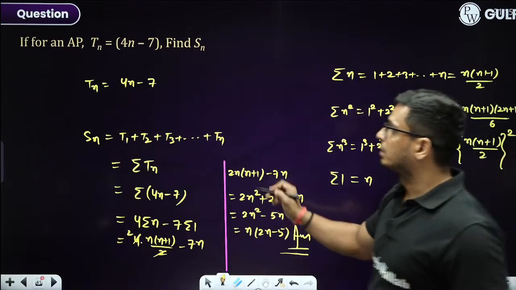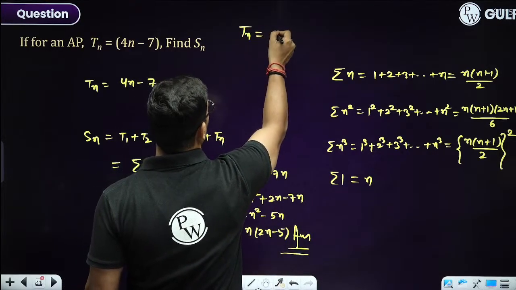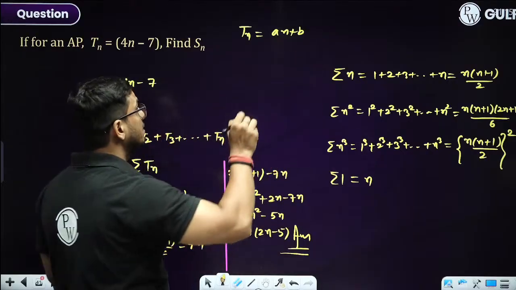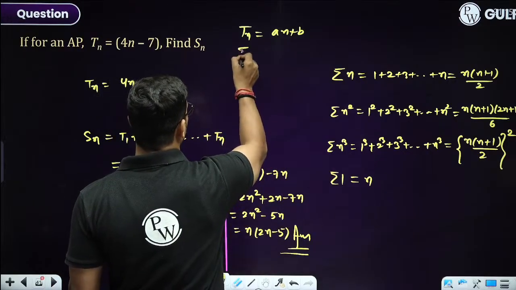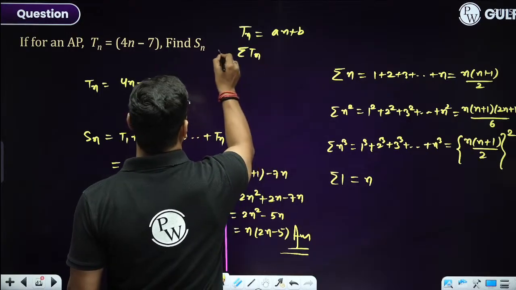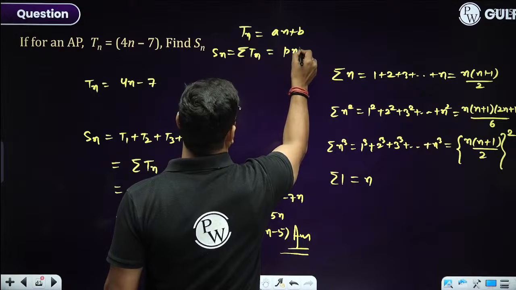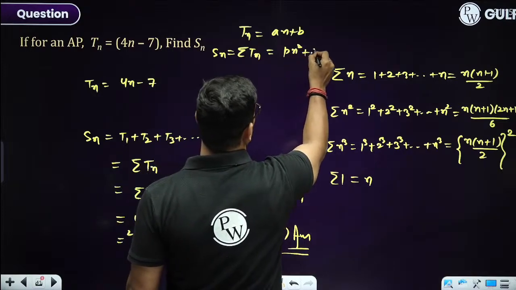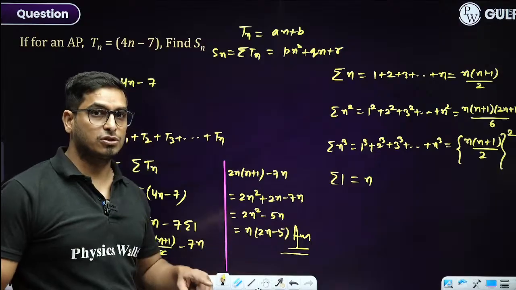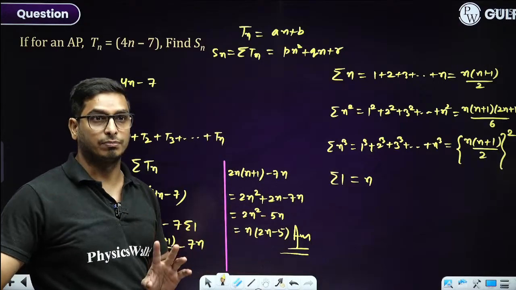Whenever you have Tn, the general term, in the form an plus b, when you do the sum, Sn will be of the form Pn square plus Qn plus R, that is, quadratic form. Every time you solve for the sum Sn, you will get this quadratic form.